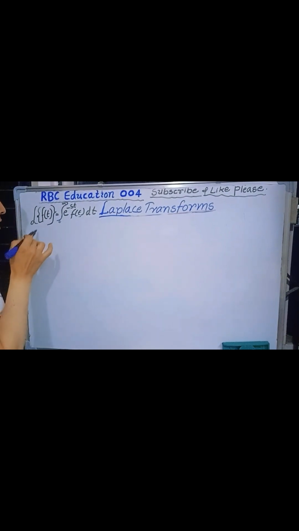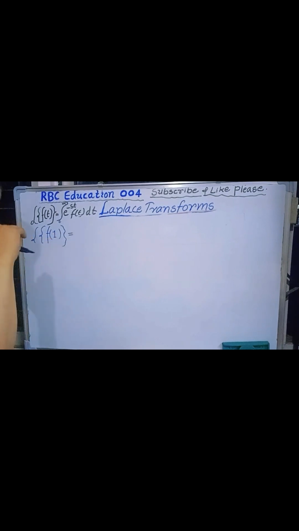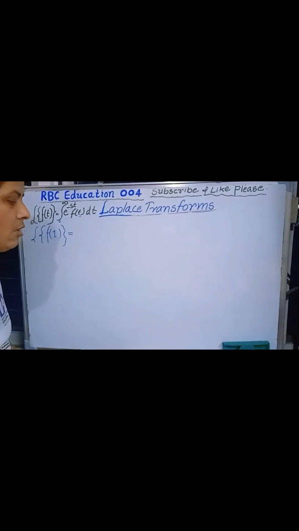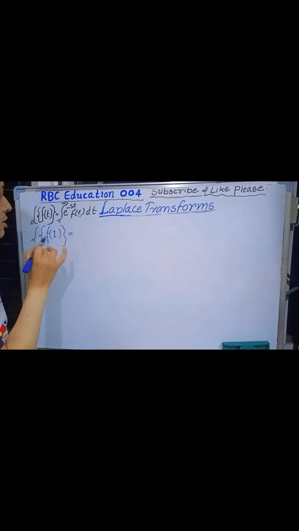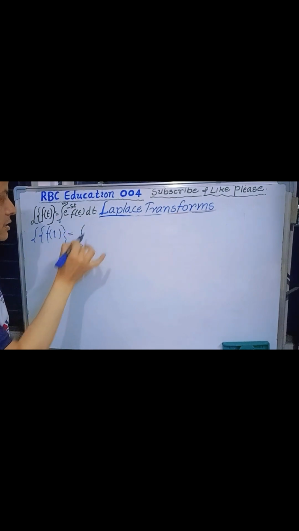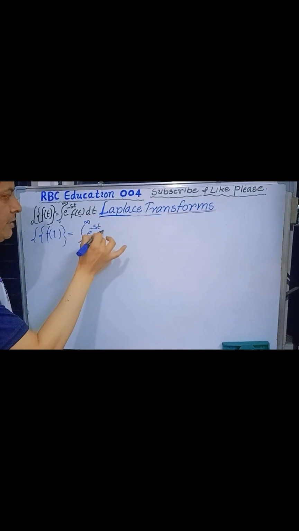So here we have the Laplace transformation for 1. Let's do it for 1, and then slowly we'll go for the higher ones. Whenever you try to solve these equations, we have to remember some formulas. If you remember them, this will be very easy, or else we need to learn the formula as we go. What we have to do here is just replace f(t) with 1. So we have the integral from 0 to infinity of e to the power of minus st times 1 dt.